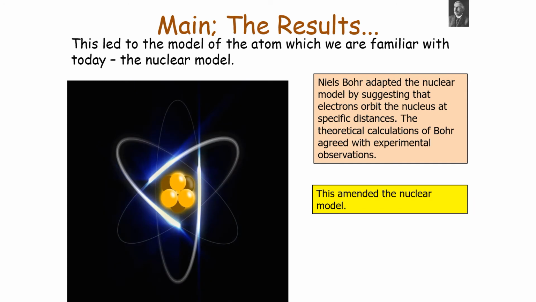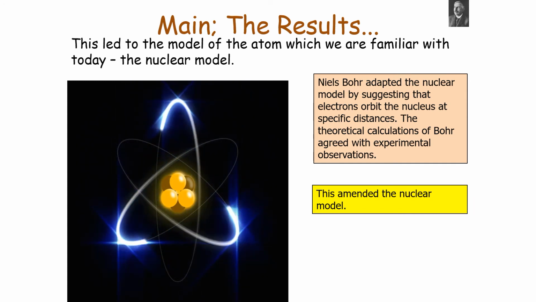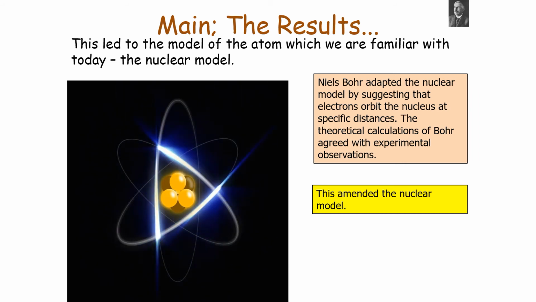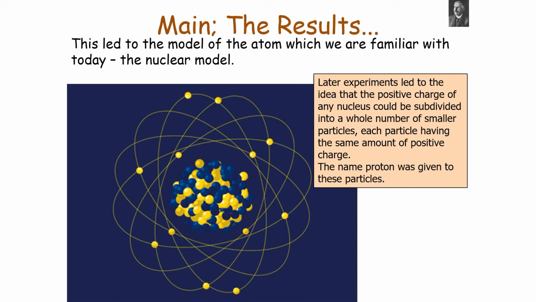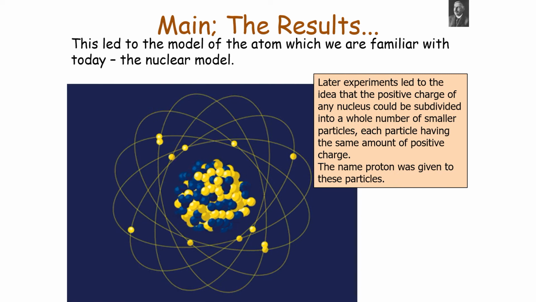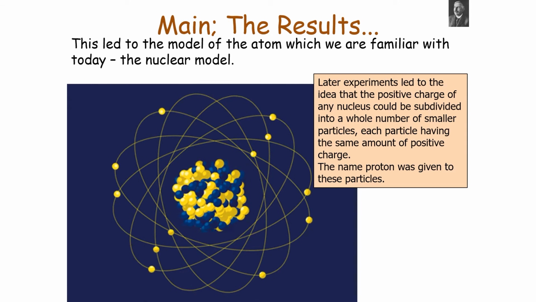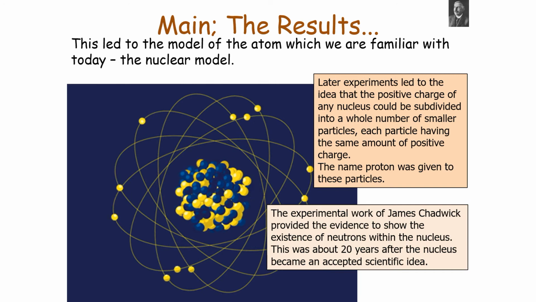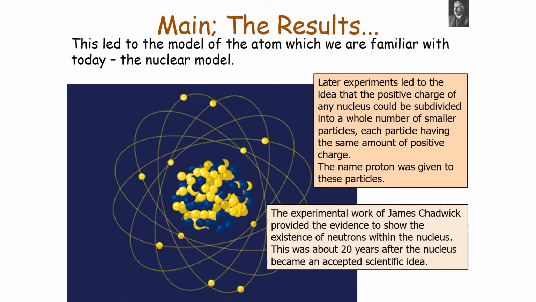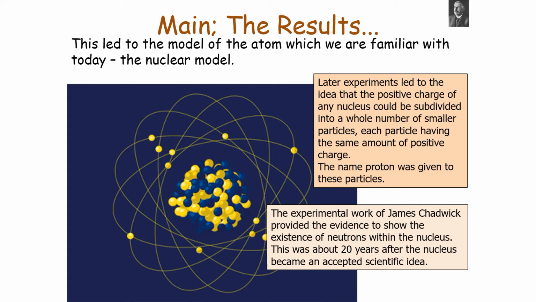Now, Niels Bohr then adapted the nuclear model by suggesting the electrons orbit the nucleus at specific distances. The theoretical calculations of Bohr agreed with experimental observations, so this amended the model. Later experiments led to the idea that the positive charge of any nucleus could be subdivided into a whole number of smaller particles, each particle having the same amount of positive charge, and the name proton was given to these particles. The experimental work of James Chadwick provided evidence to show the existence of neutrons within the nucleus, and this was about 20 years after the nucleus became an accepted scientific idea.